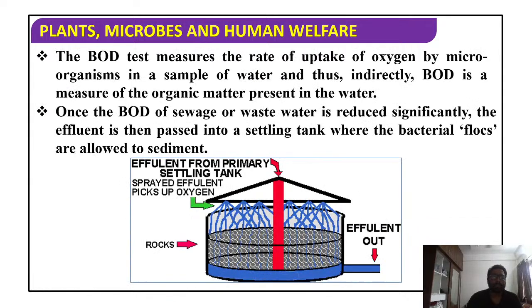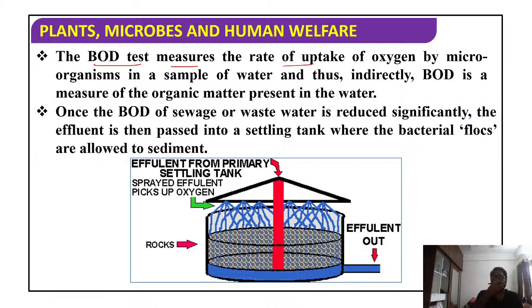So you see this point, students. The BOD test measures the rate of uptake of oxygen by microorganisms in a sample of water, and thus indirectly BOD is a measure of organic matter. Simple, students. That's what I told you in my previous slide also. BOD means the amount of oxygen consumed by the bacteria present in a liter of sample, right? So if more microorganisms are there, it means more organic matter is there. So that's the reason why BOD is higher.